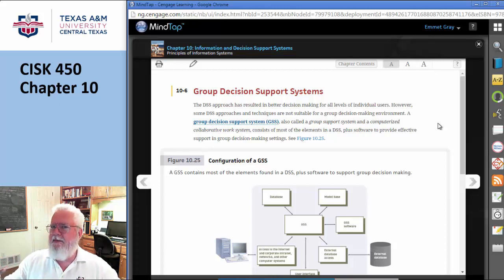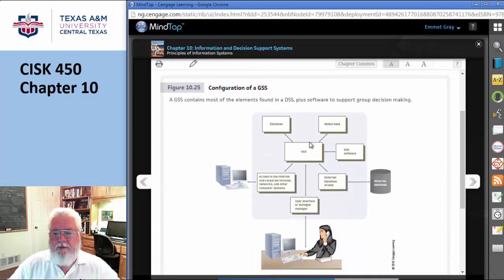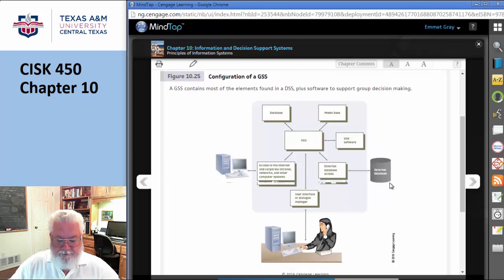Does that sound familiar to anybody? Okay, so group support systems are kind of what this is all about. I have a group support system, and it looks almost like the other diagram. It's got a database, a model base, external data, and a user interface, right? It looks kind of the same as the other. The only real difference is that there's some specialized hardware and software involved.